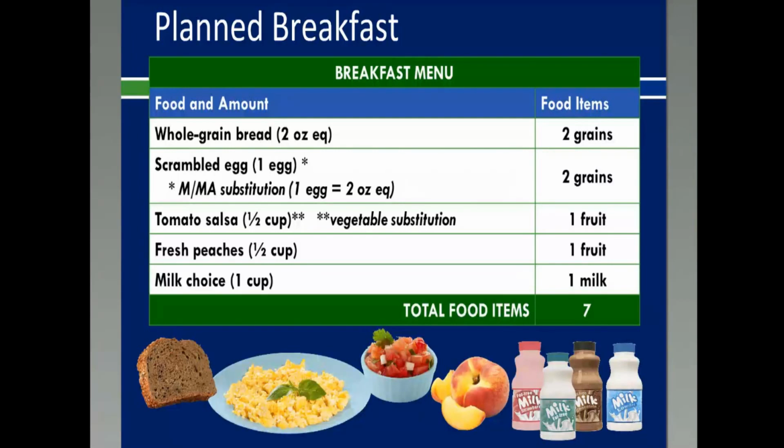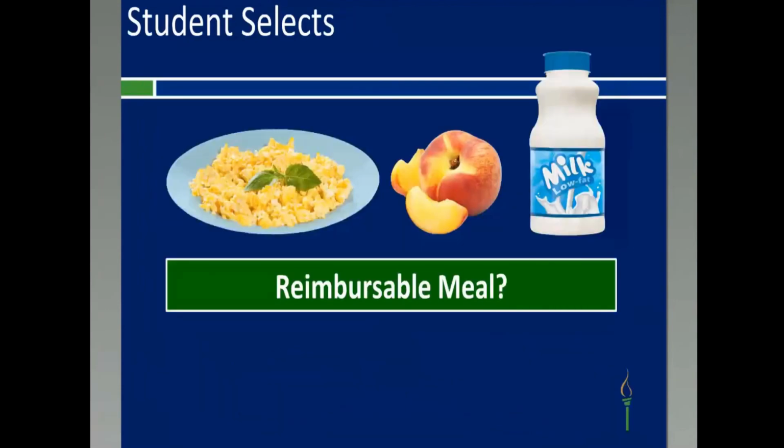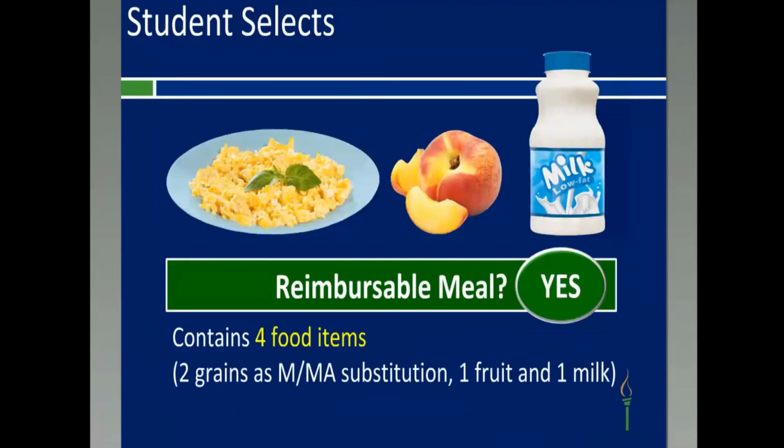Here is a more complex planned breakfast. They have the whole grain bread counting as 2 grains. They're offering scrambled eggs counting as 2 grains. 1 egg equals a 2-ounce equivalent. The tomato salsa is your vegetable substitution counting as 1 fruit. They're also offering fresh fruit and they have their milk choice. So they're offering a total of 7 food items.